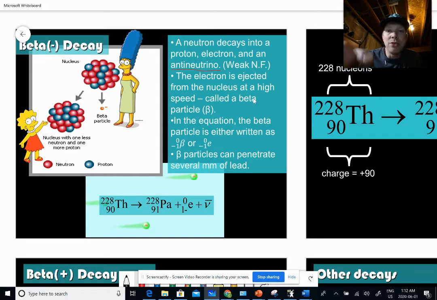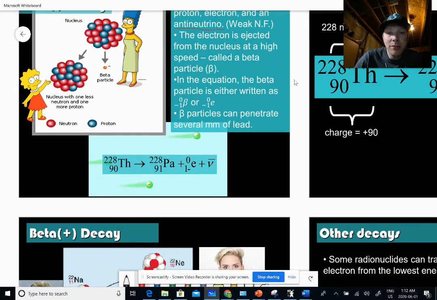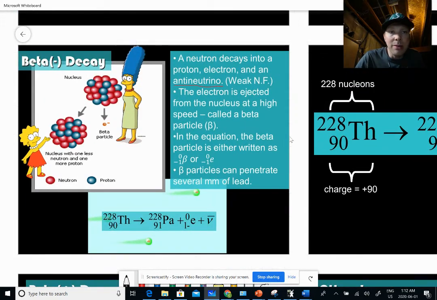Okay, but this neutron decays into a proton, and I want to show you this because this is important as well. Where do I have some space? Maybe I'll do it right here. So if we have a neutron here, a neutron will have a 1 on top because it is a nucleon, but on the bottom it has 0 because it has no charge. So if it decays, these are the numbers that have to balance on both sides, the 1 on the top and the 0 on the bottom.